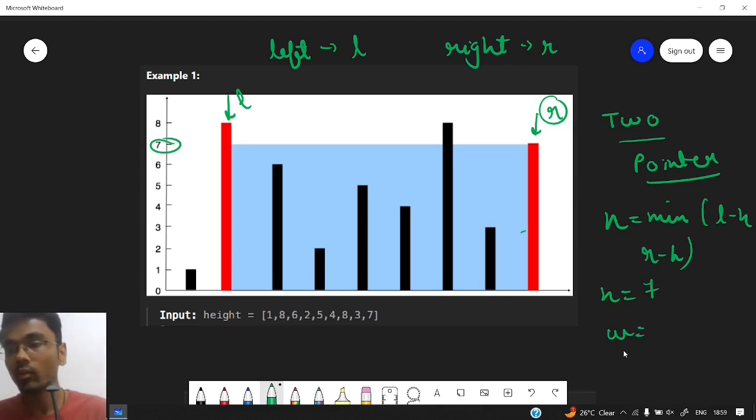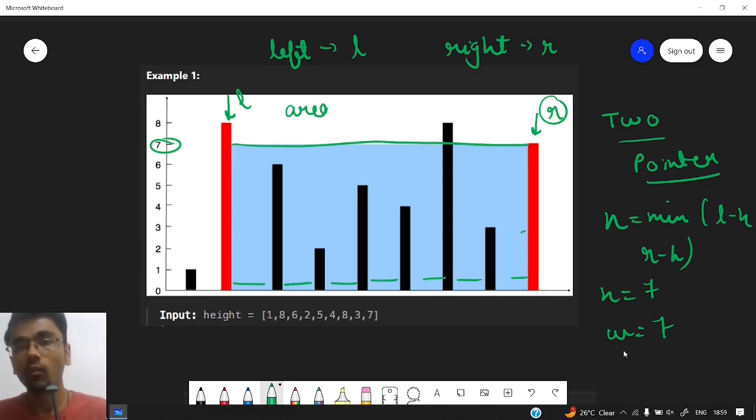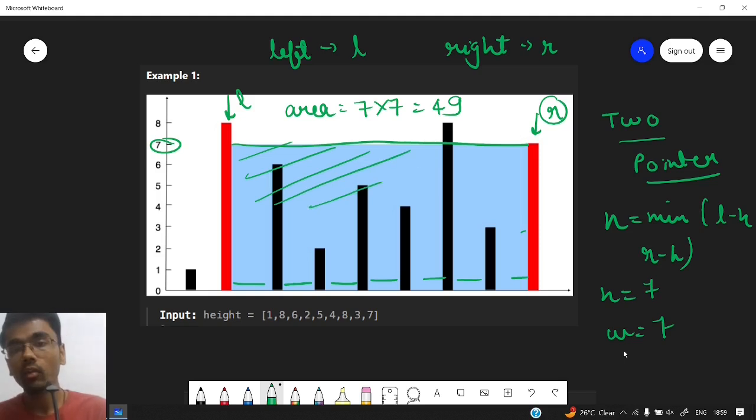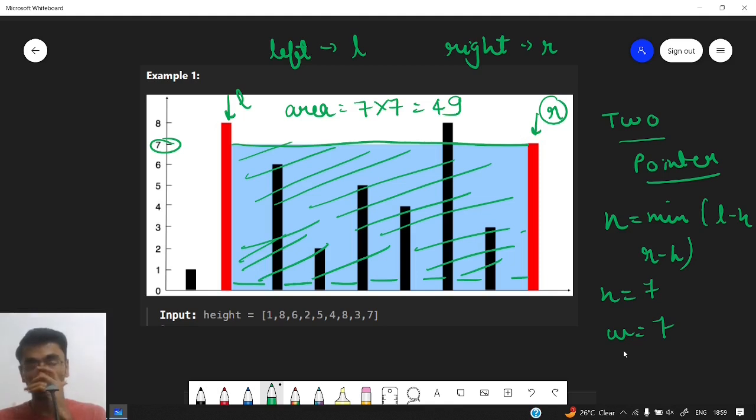What is the width now? Width is 1, 2, 3, 4, 5, 6, 7. So width is 7. So what will be the amount of water that will be stored by these two lines? It is nothing but the area. So what will be the area? 7 cross 7, that is 49. So 49 units of water will be stored in this container that will be formed by these two heights. And this is our solution.